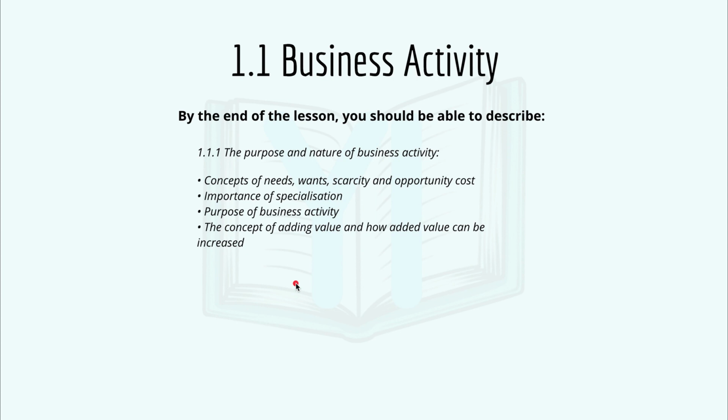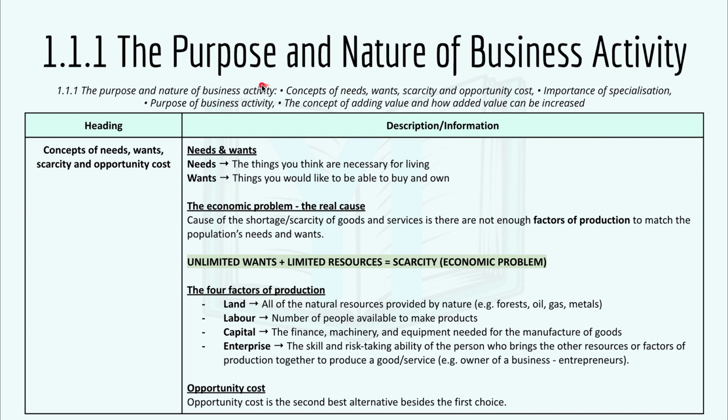And for the first specification for section 1, there's 1.1 Business Activity, and by the end of the lesson you should be able to describe 1.1.1, which is the purpose and nature of business activity, which includes this sub-specification. So check out the description for all the timestamps. But we'll move on now to our first one, the purpose and nature of business activity.